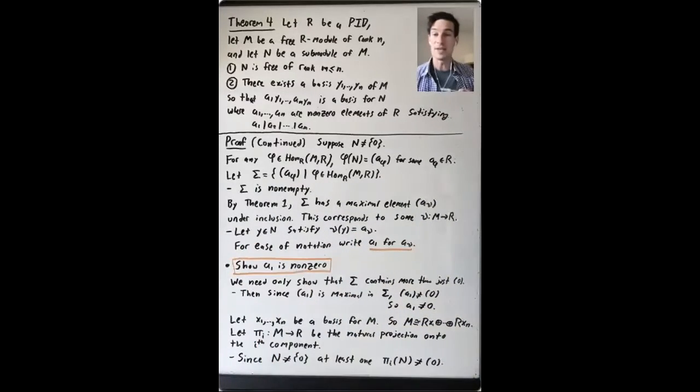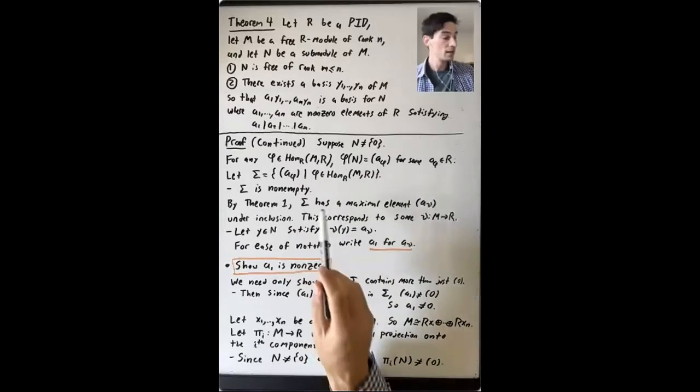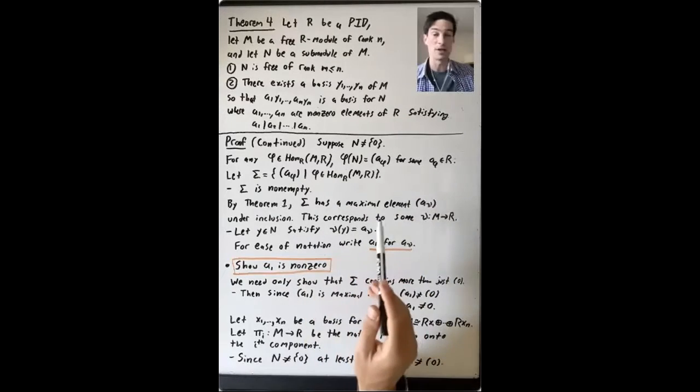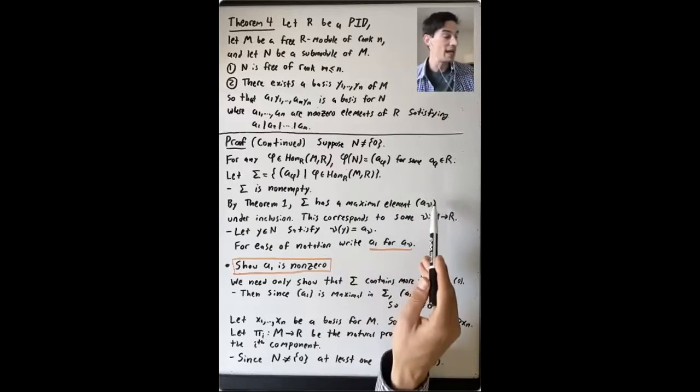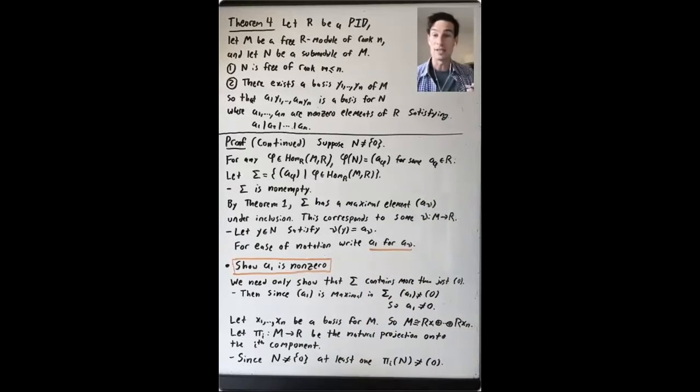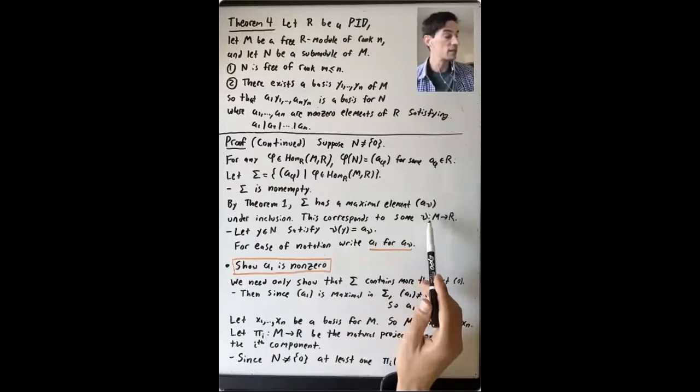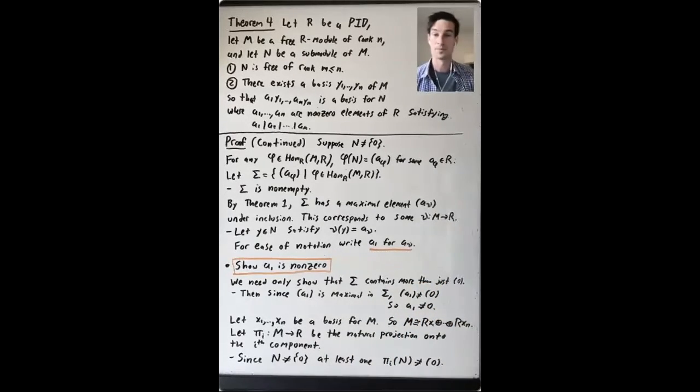Sigma is non-empty because the zero ideal is in there. And by theorem 1 that we proved at the beginning of the last lecture, this one that gives several equivalent ways of saying that an R module is Noetherian, sigma has a maximal element under inclusion. So let's name that. That's some principal ideal, (a_nu). And what does that come from? It corresponds to some R module homomorphism nu from M to R.